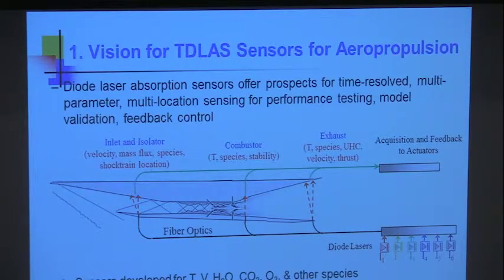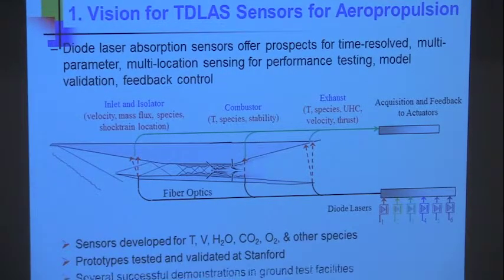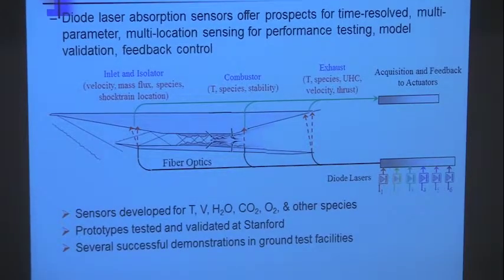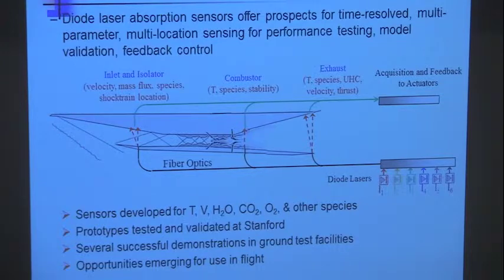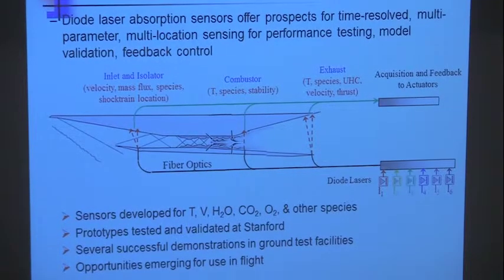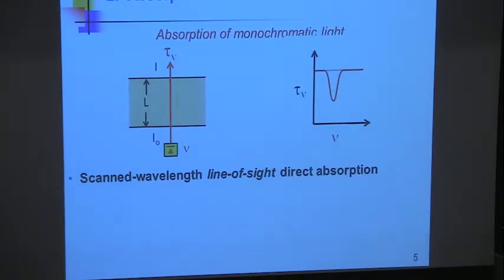So we learned over time to measure temperature, velocity, water, CO2, O2, and other species. We would test those ideas on various test rigs at Stanford, and then they would be transferred to some ground test facility somewhere, and then eventually, I think, we'll see these things in flight. So back to some fundamentals, but kind of a simplified form of fundamentals now.